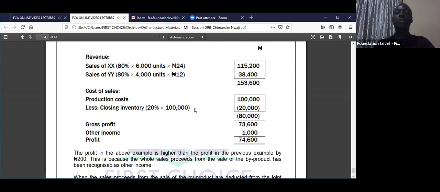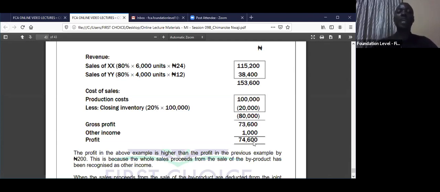Now, when we close, the closing stock is 80. When we now say this is our gross income minus your cost of sales, 80,000, giving you a gross profit of 73,600. Then we will now say other income. So that is where we are now including it. Why are we including it? Because we have used 100 here. So we must include it. But if we are excluding it, here will be 99. But because we have included it in the production cost, we have to include it as other income. We add it, it becomes 74,600.